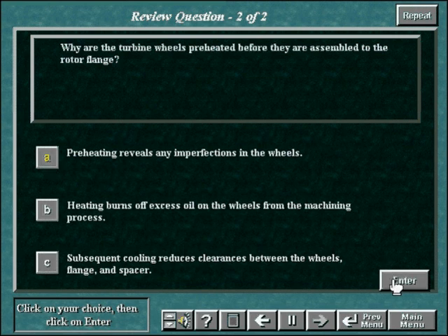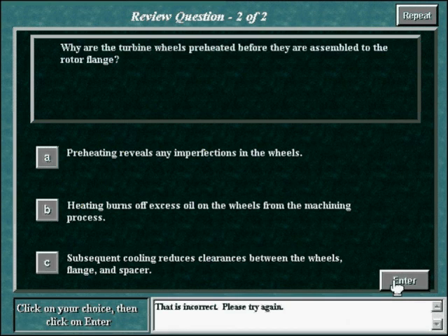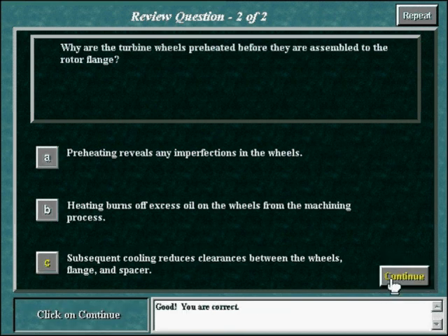That is incorrect. Please try again. Good. You are correct.